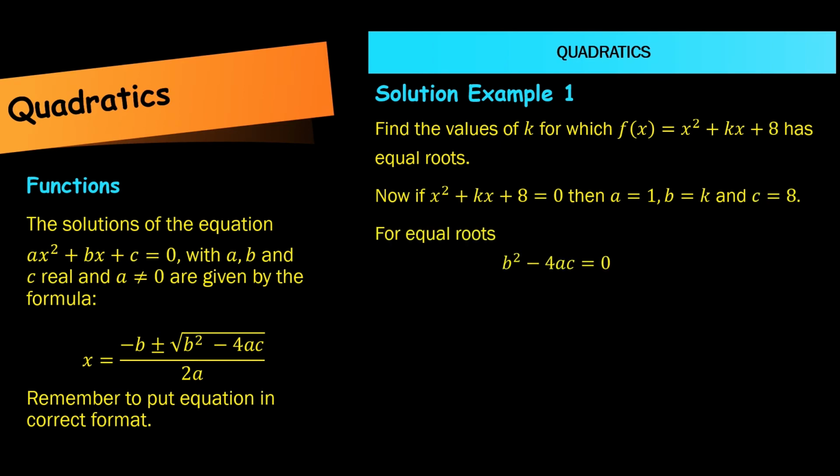When the roots are equal, we have that b squared minus 4ac equals 0. Therefore, plugging in the values, b equals k, and 4ac equals 4 times 1 times 8, as shown. So now we can solve for k. Tidying up gives us that k squared equals 32. And square rooting gives us that k equals plus or minus the square root of 32.